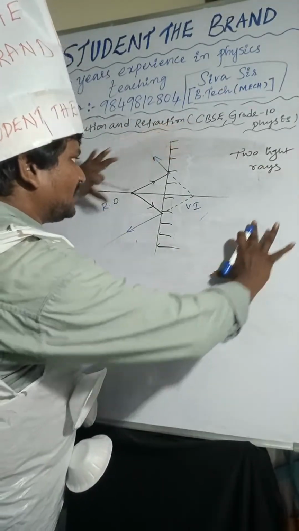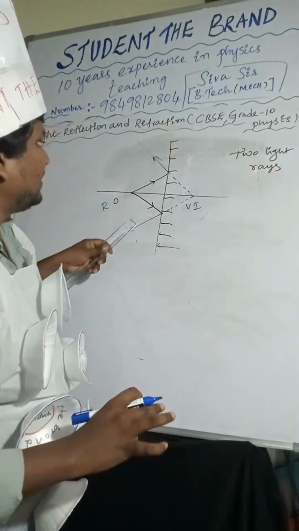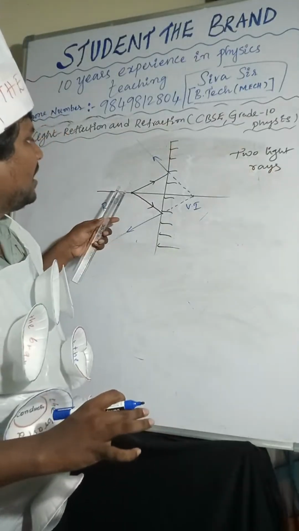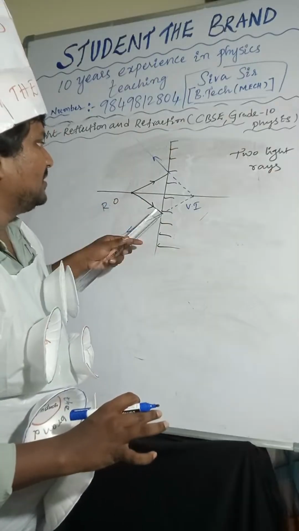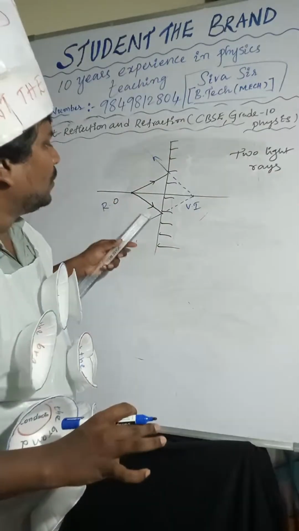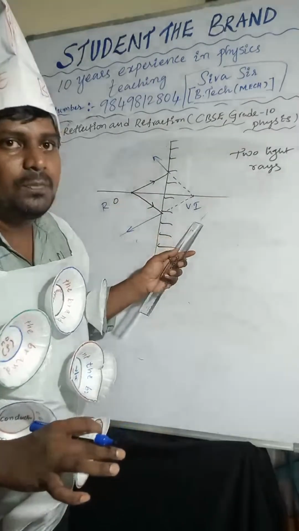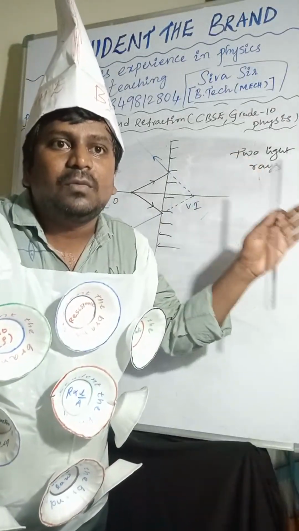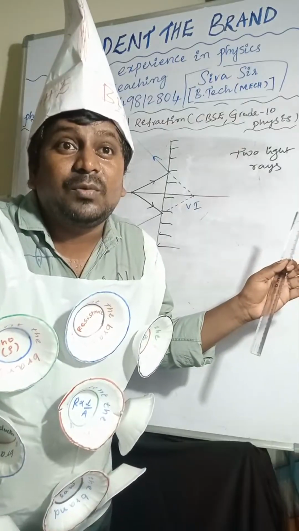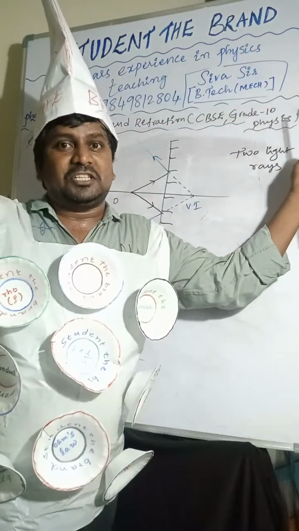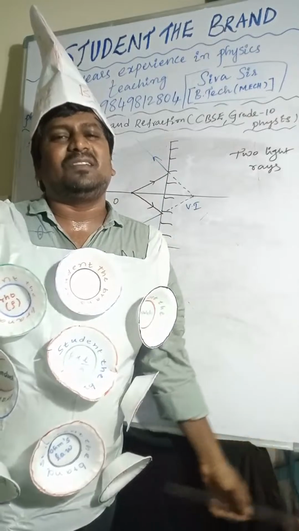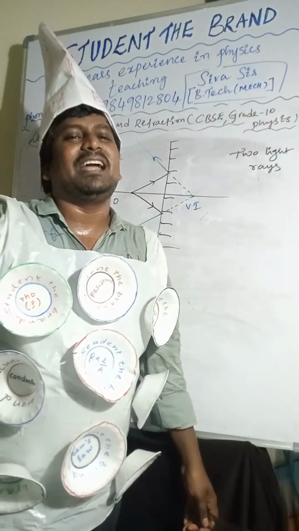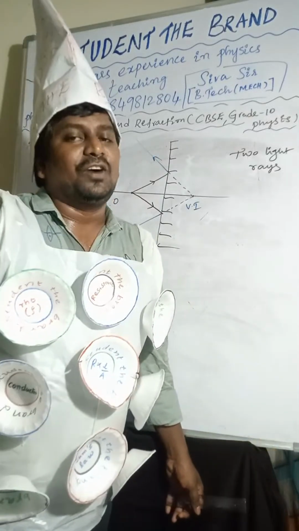So focus. I'm taking 2 light rays here. This is the object. From the object, 2 light rays are coming. After incidence, they are reflected back. Those reflected light rays, when extended, meet at one point. Their image will form. What type of image will form? Virtual image. Come on.